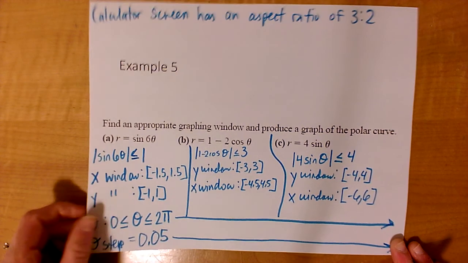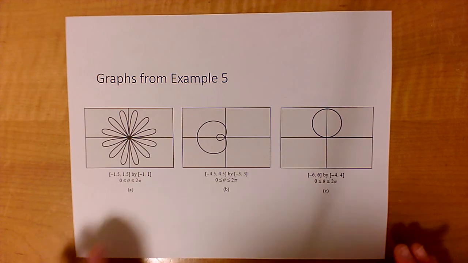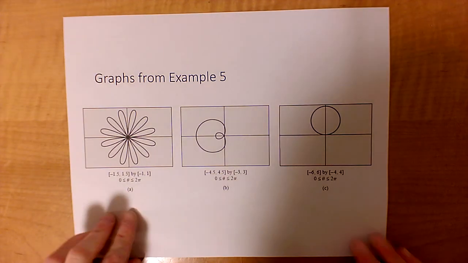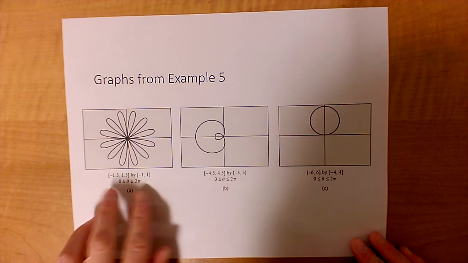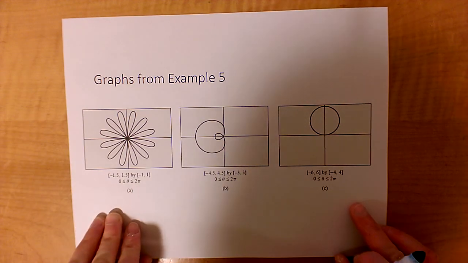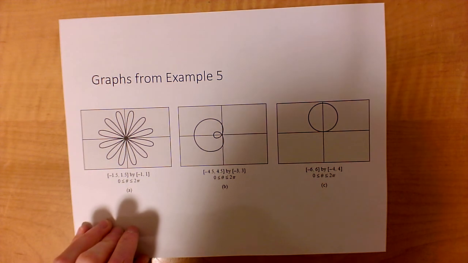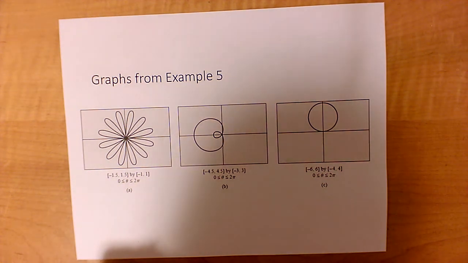And then all of these examples and graphs are in this last slide here, and you can see how our aspect ratio of 3 to 2 affects things. But you can see how all of these graphs fit pretty nicely in the windows that we've chosen. Okay? So that's the end of the first part of topic 4.